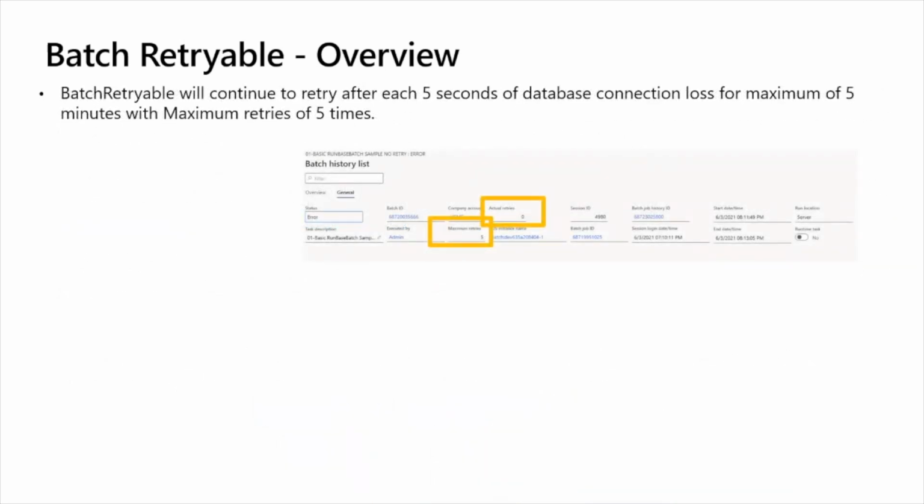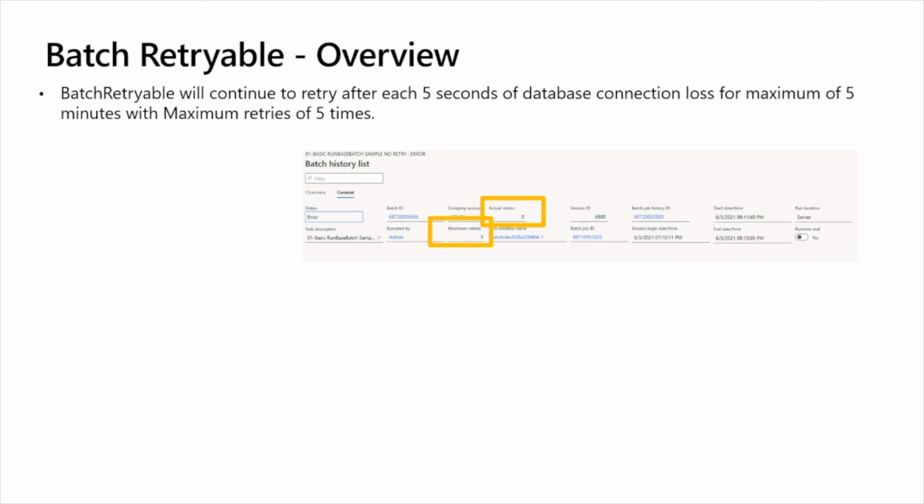Now, the next question that comes in is how long you're going to retry and how many times. If you have noticed, since 10.0.19, we are updating the max retry value to 5 for all batch tasks, so the default value is now 5. The way we retry is that we retry after 5 seconds, in increments of 5 seconds, until 5 minutes. So we are retrying up to 5 times, starting after 5 seconds, in increments of 5 seconds, until 5 minutes.